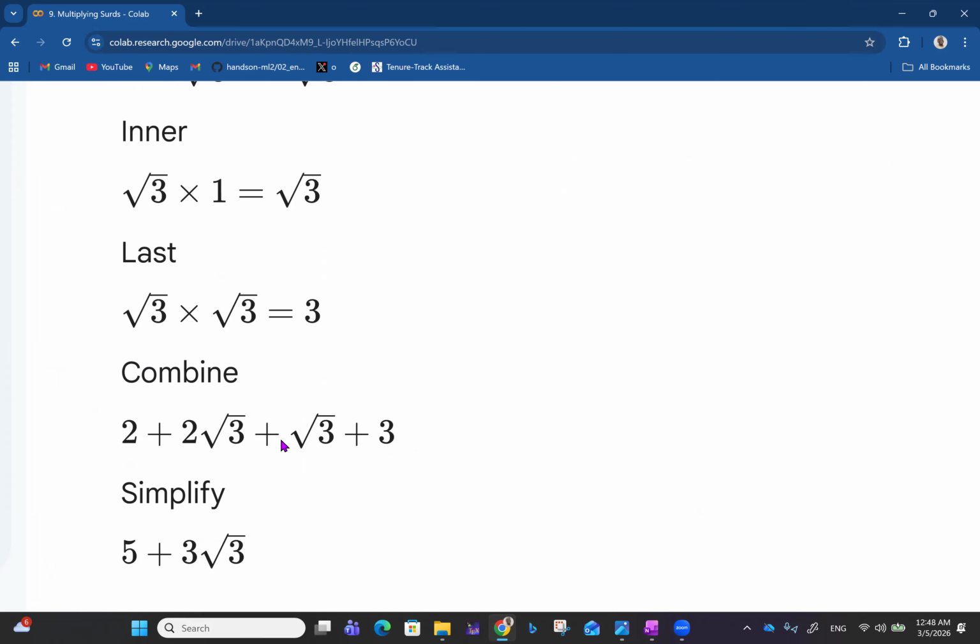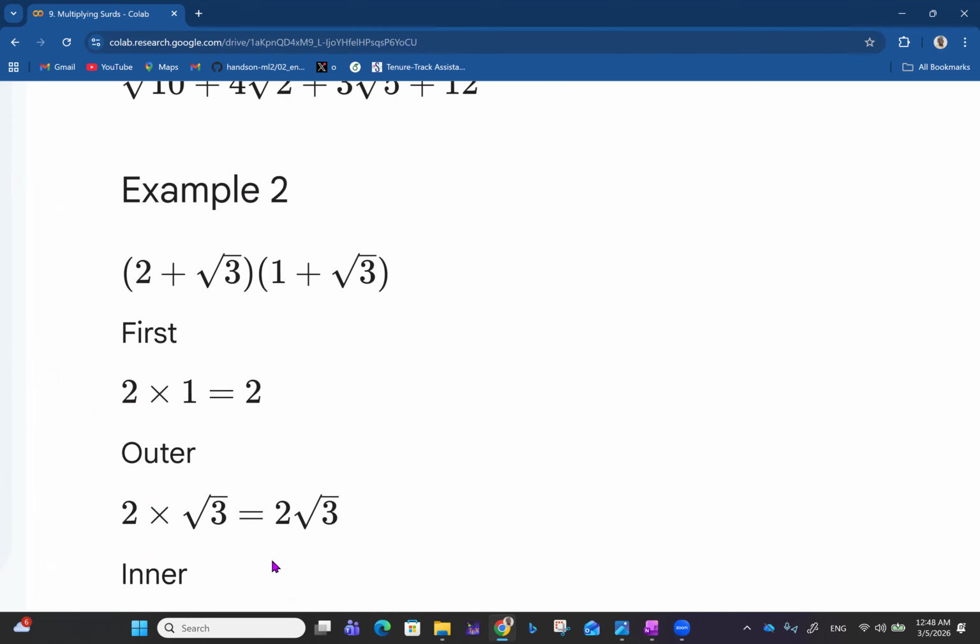That's 2 plus 3 is 5. 2 root 3 plus root 3 is 3 root 3. And that's the result. So let me do it on the worksheet.